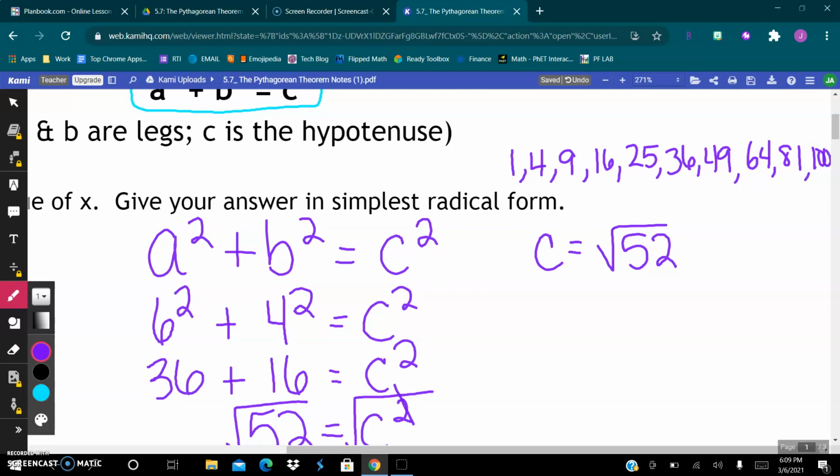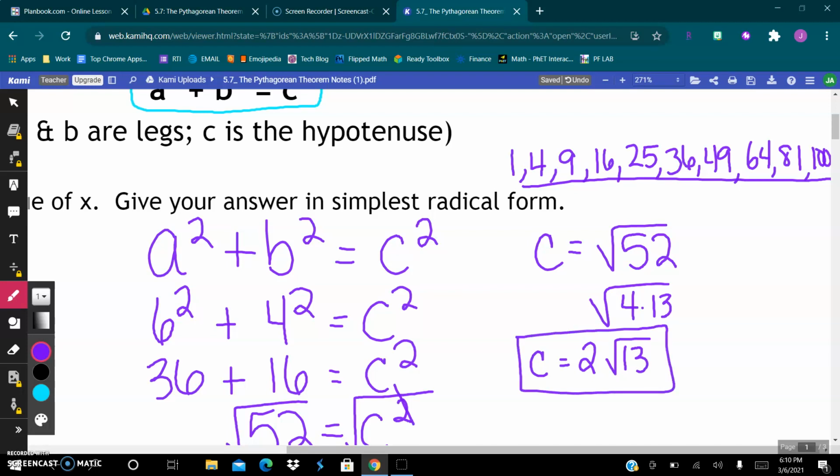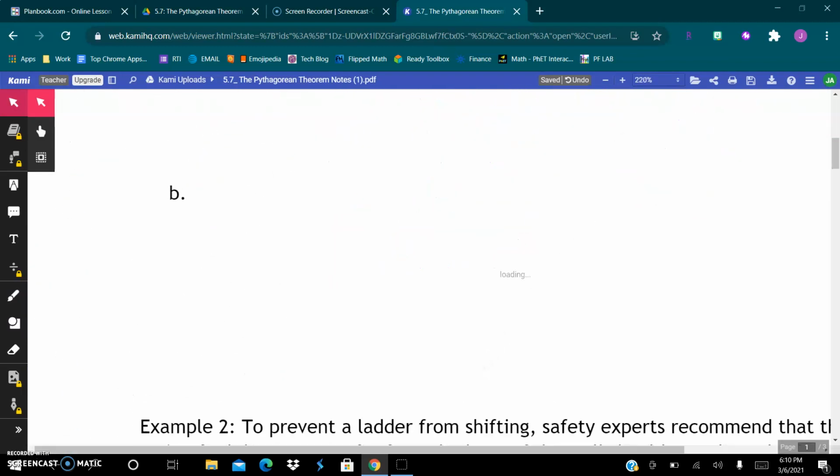So I'm going to look for one of those numbers that I can divide 52 by. Well, the only one is 4. So 4 times 13 is the same as 52. I can take the square root of 4, that's 2, and then I have the square root of 13 left. So that's what they mean by simplest radical form. So you might want to write this list down because those are the numbers you're looking to divide by when you're trying to simplify your radical at the very end. All right, so C is 2 square roots of 13 in this case.